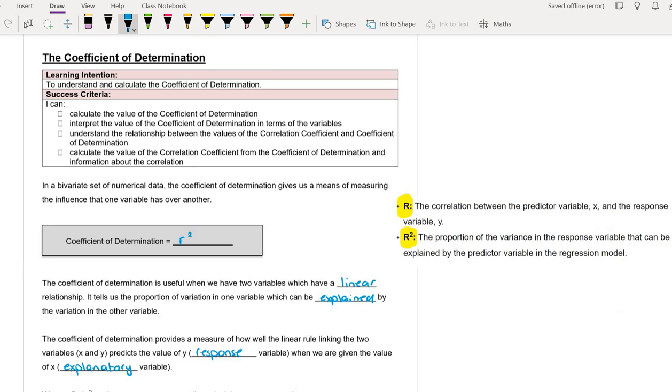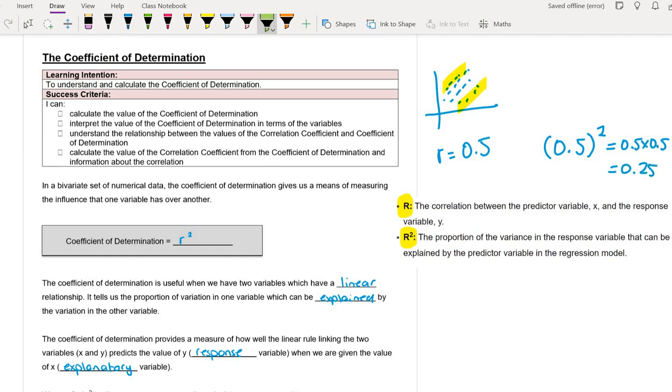So for example, if we did our dingers and got an R value equaling 0.5, we know what the scatter plot will look like. It's going to be positive and sort of spread out, but like a linear relationship going that way. Now, if we square this value, so 0.5 times 0.5, you get 0.25, and that's our R squared value. We just take the R value and we square it.